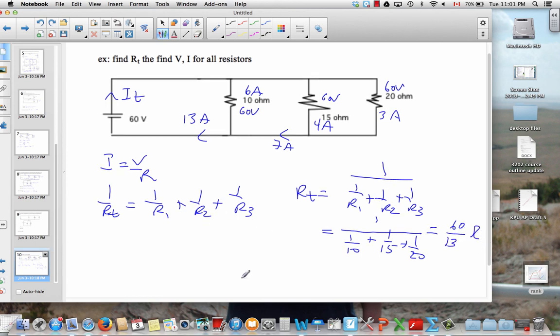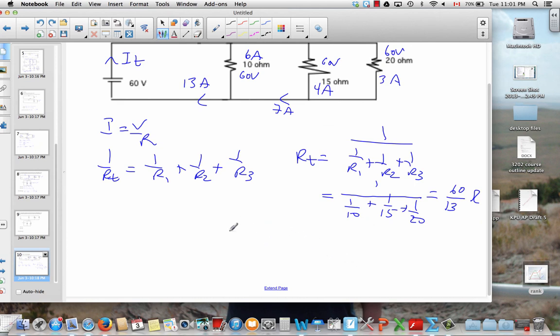So if that's the total resistance, then the total current would be the total voltage over the total resistance. The total voltage of the cell was 60 volts, and if you divide that by 60 over 13 ohms, multiplied by the reciprocal, you get 13 amps, which is consistent with what we had earlier. So that's a review of some basic circuit concepts.